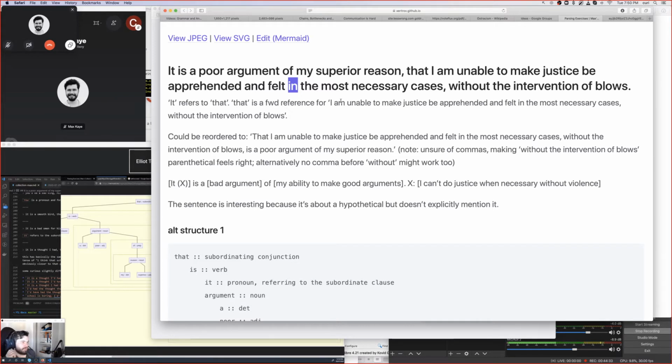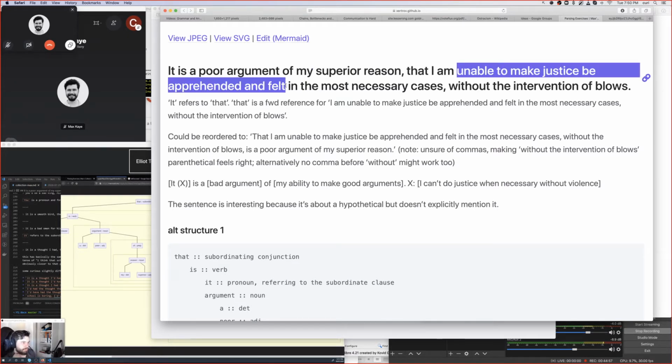So the most necessary cases, I think they're all just under cases. Cases is the noun, most is an adverb on necessary, and you have cases, noun, in, preposition, and these are modifiers. Most is an adverb. Okay, so that part's not a big deal. So we have this part.